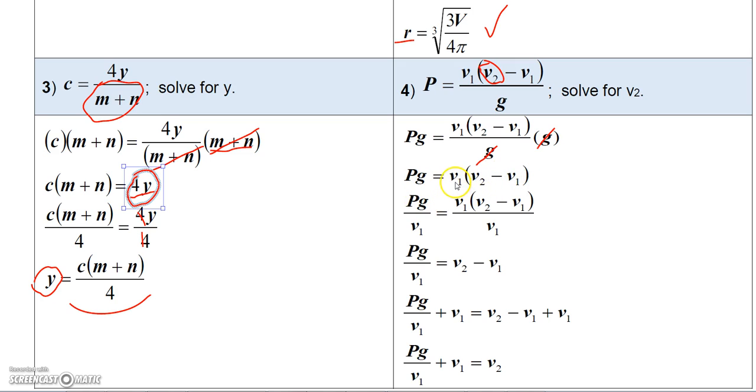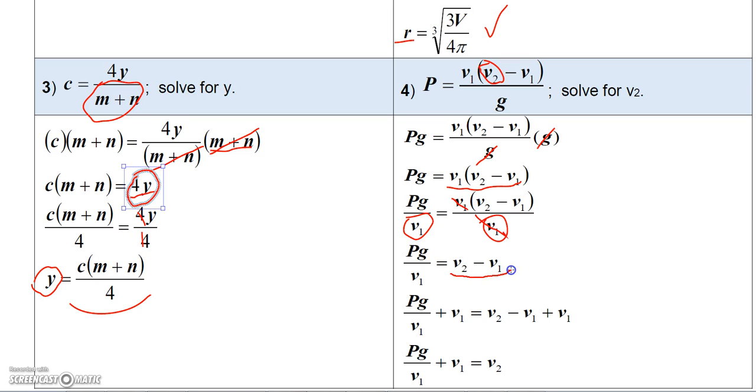Now, to get rid of this V1, I can just take this right here and divide it by V1. So if I take that and divide it by V1 here, then it'll cancel the V1 in the numerator. And since I divided by V1 on the right, I must also divide by V1 on the left. So I have PG over V1. And now, let's look at what I've got left on the right. Since the V1's canceled, then I just have V2 minus V1 on the right.